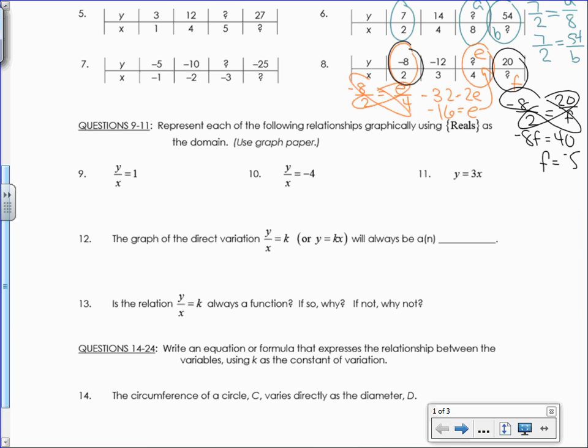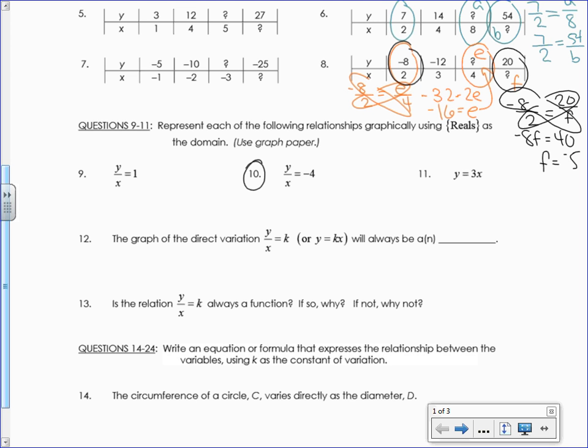If you read the instructions for questions 9 through 11, it says represent each of the following relationships graphically using the reals as the domain. All this means is that graph this where real numbers exist. So graph it on a normal graph paper. Okay, and you guys only had to do 10.